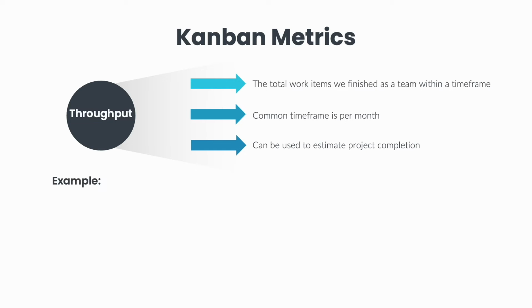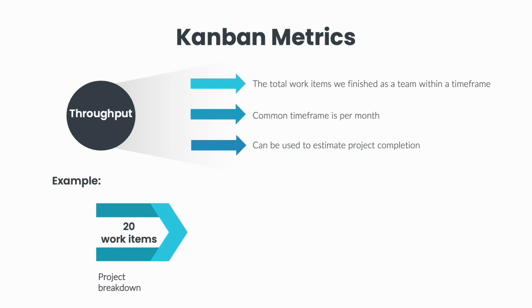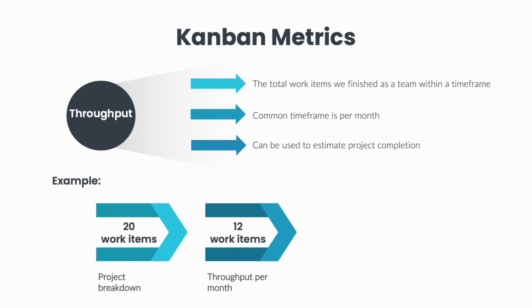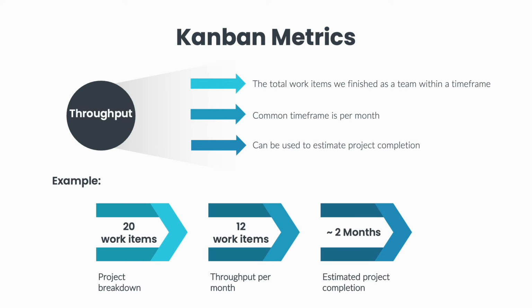Let's say, for example, we get a small project request, and upon breaking down the project with our team into the smallest work items possible, we end up with 20 work items. Assuming our team throughput on average based on historical data is 12 work items per 1 month, we can predict with pretty high confidence the small project can be complete in about 2 months.